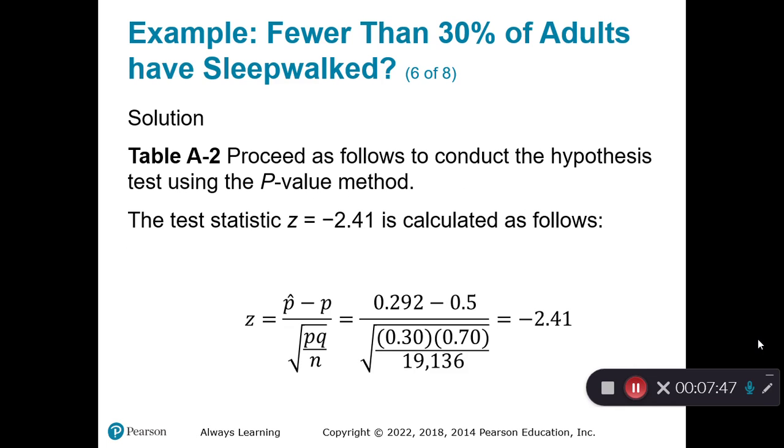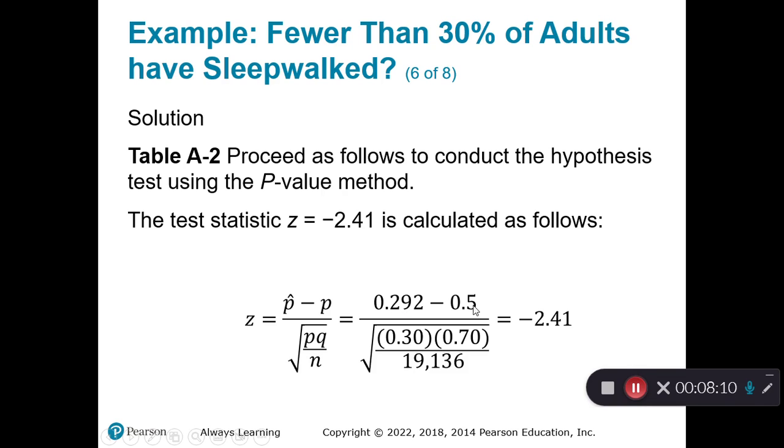First, let's calculate our test statistic z. Using the formula described earlier, z is equal to the sample proportion p-hat minus the claimed value of P that appears in the hypotheses, divided by the standard error. So we were told that 29.2% of the sample reported sleepwalking. That's going to be our p-hat in decimal form.